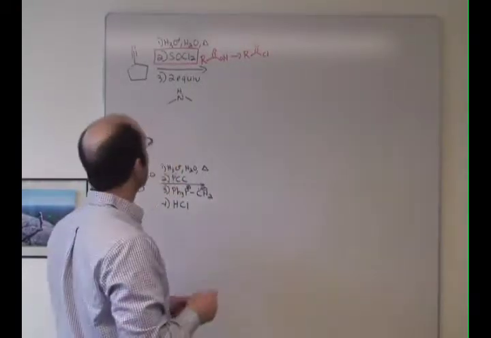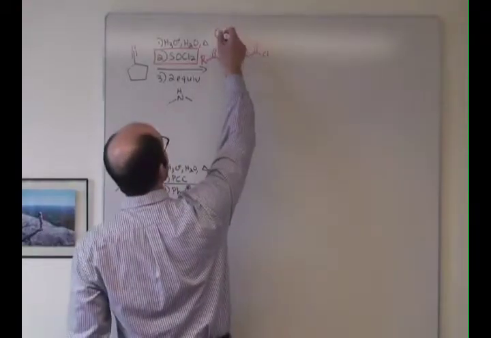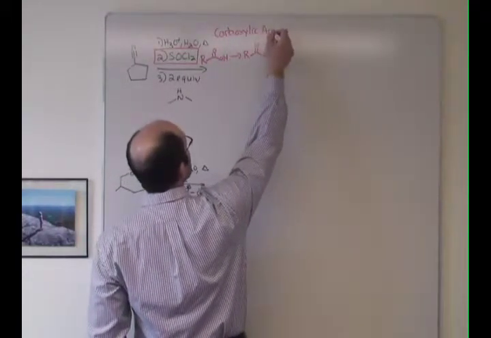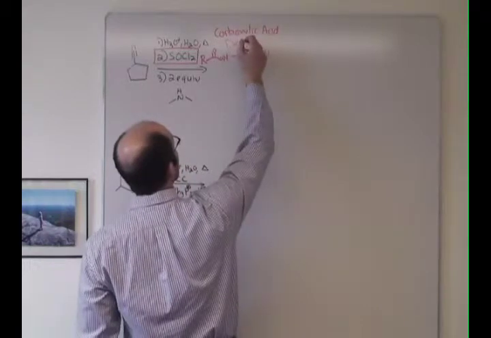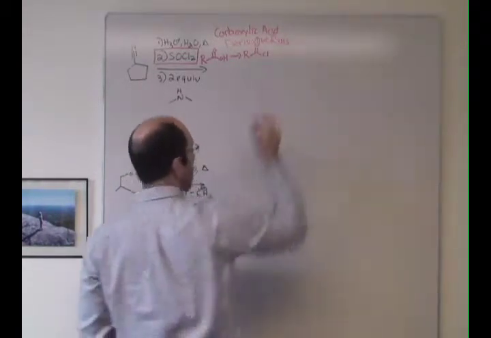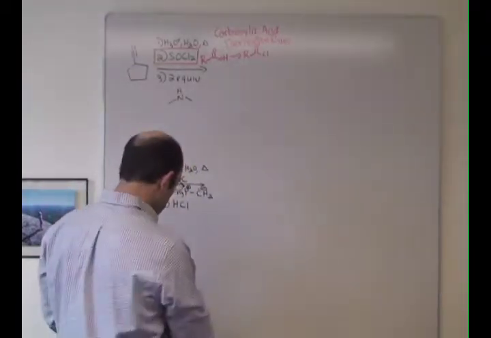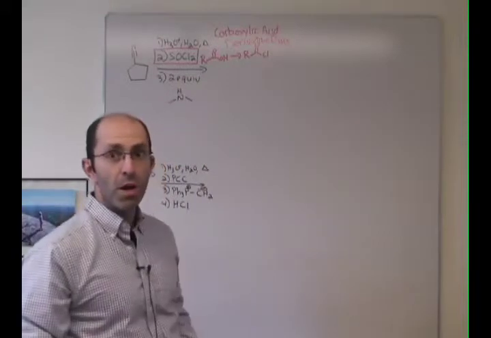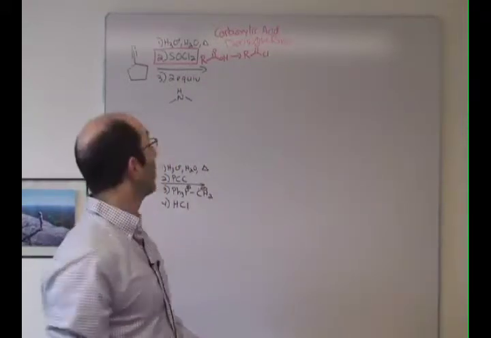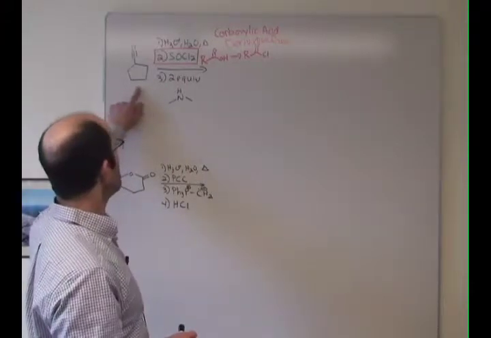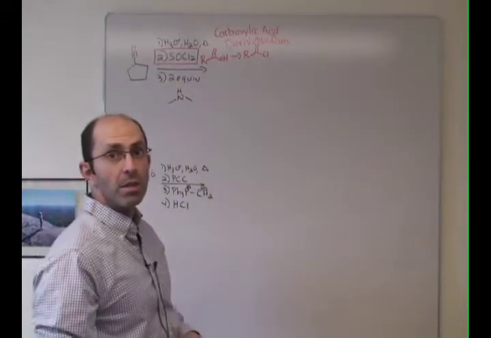So this problem is based on carboxylic acid derivative reactions. Okay? So let's just work this one out. Recognizing the SOCl2, I think we're in very good shape to figure out what's going to happen in this problem. So we have a nitrile, acid and water, and heat.